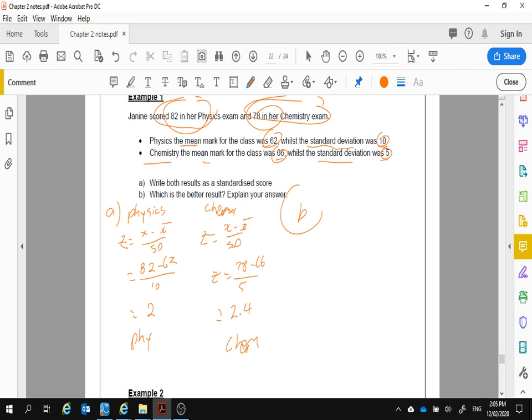The positive means that it is higher than the mean. The 2 means 2 standard deviations away, that's the physics. And the 2.4 means 2.4 standard deviations away from the mean, and that's the chemistry. So the chemistry one is actually higher than the physics one. So which is better? Chemistry is better as it is above the mean more.